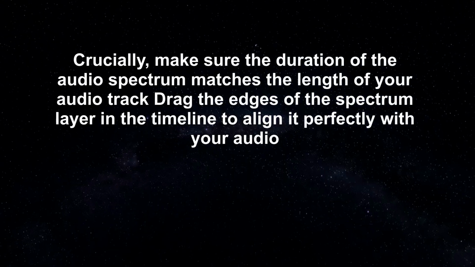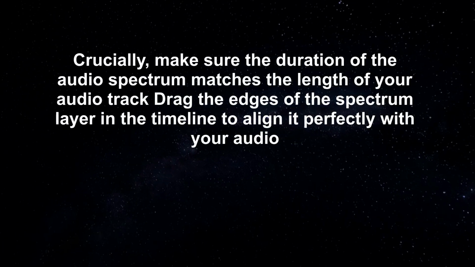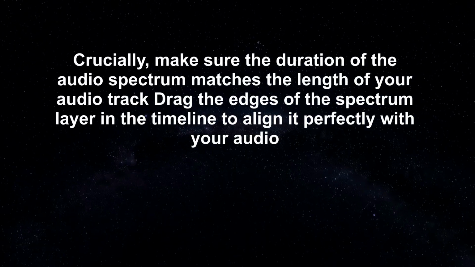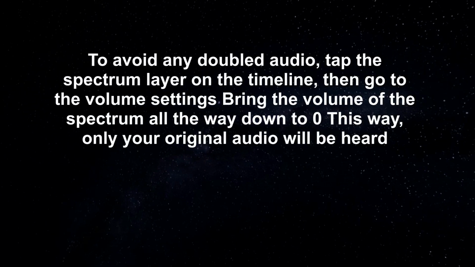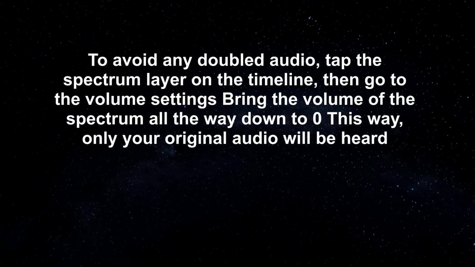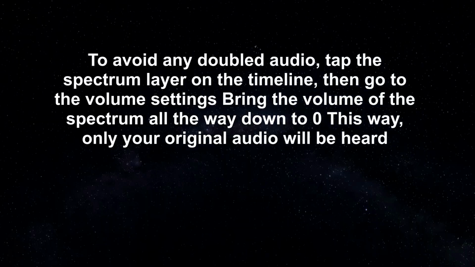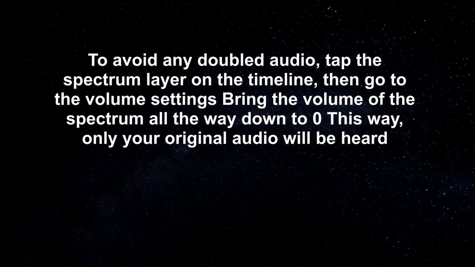Crucially, make sure the duration of the audio spectrum matches the length of your audio track. Drag the edges of the spectrum layer in the timeline to align it perfectly with your audio. To avoid any doubled audio, tap the spectrum layer on the timeline. Then go to the volume settings. Bring the volume of the spectrum all the way down to 0. This way, only your original audio will be heard.